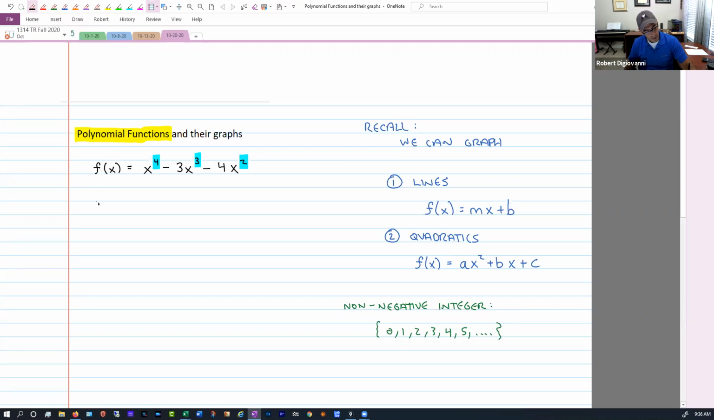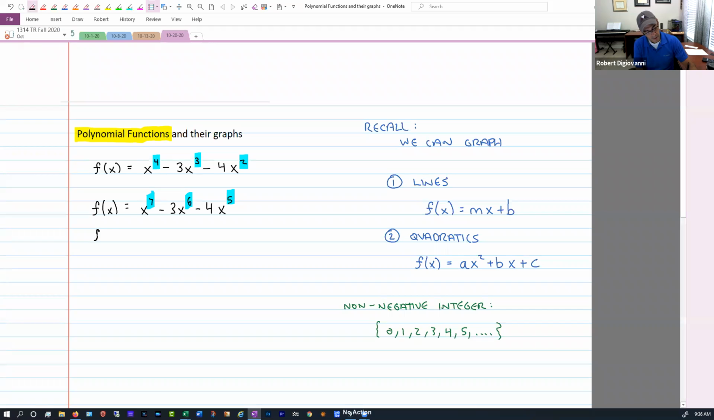I can give you another example. This one's going to look a lot like the one I just put up there, just a slight change. Notice the powers 7, 6, 5 are all counting numbers, non-negative integers. But that is definitely different than the one before it, because you have a 7 instead of a 4, 6 instead of a 3, and a 5 instead of a 2.